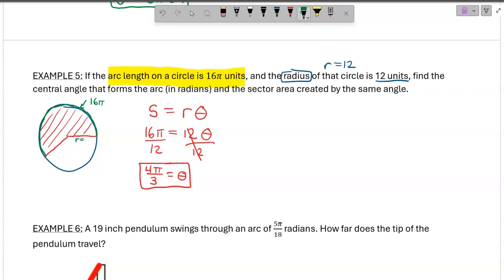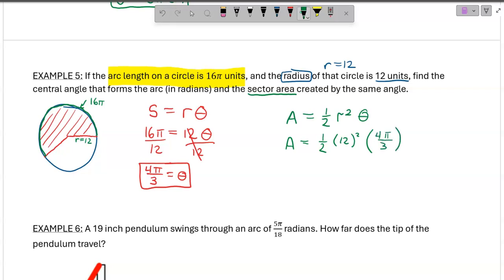And we also know that this r here is going to be equal to 12. Now, the second part of this is asking us also to find the sector area. So all we need to do here is use our sector area formula, 1/2 r squared theta. And all we're going to do with that is we're going to go 1/2. R is going to be 12. And now we know theta as 4 pi/3.